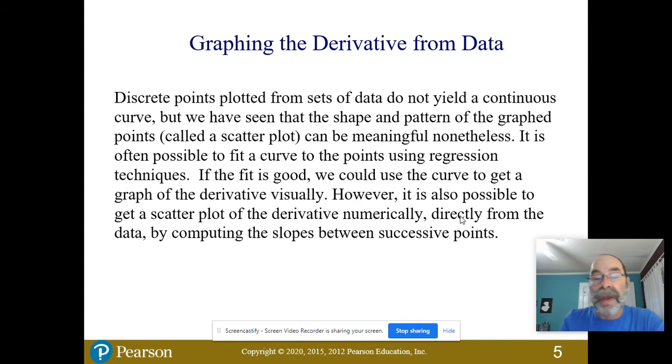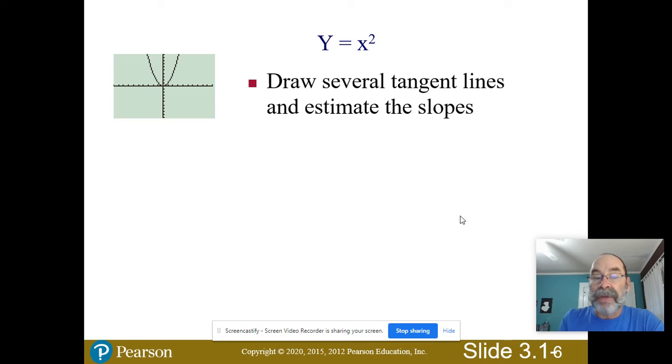Now actually what we have are discrete points, and that will not give us a continuous function, but we're going to look at it. We're going to look at a scatter plot and find the slopes between the points. Then we're going to use the curve to get an idea of what the derivative is visually. We've done it algebraically with the definition of a derivative. Now we're going to look at it graphically. So let's take a look.